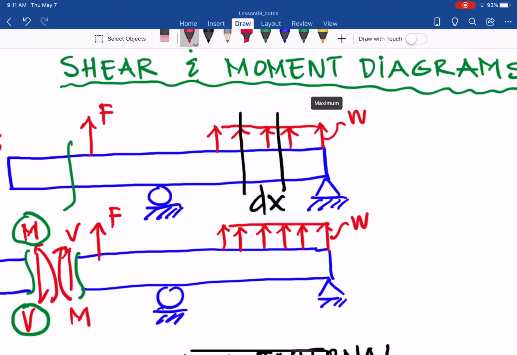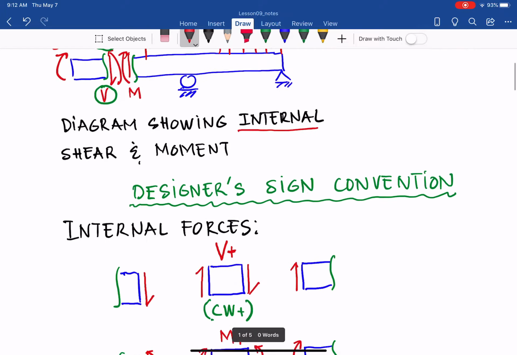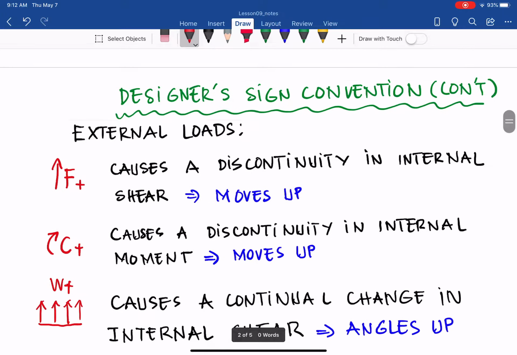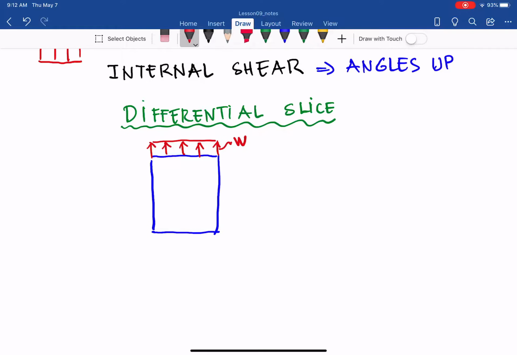And when I consider that differential slice dx, as you can see, it is exposed to the left and to the right with the internal shear and internal moment. So let's consider the left side, and I assume the positive shear. As you can see, for the shear positive on the left, it has to be going up to create a clockwise rotation on that differential slice to be positive, so that we call V.